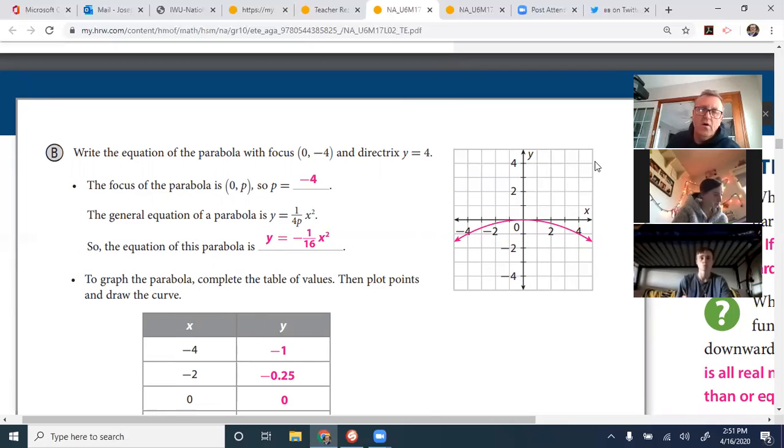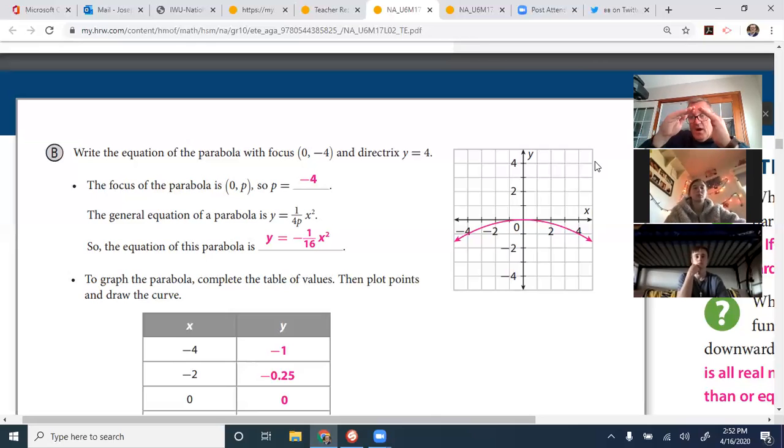Okay, so the focus of the parabola is at -4, so that's our p-value. That'd be -4. And then the general equation, you just substitute -4 in for p, and that's where the 16 comes from. Now the origin is still 0, 0, so you don't change it. So it's still negative, it's still 1/4. The reason it's negative is because it opens downward.